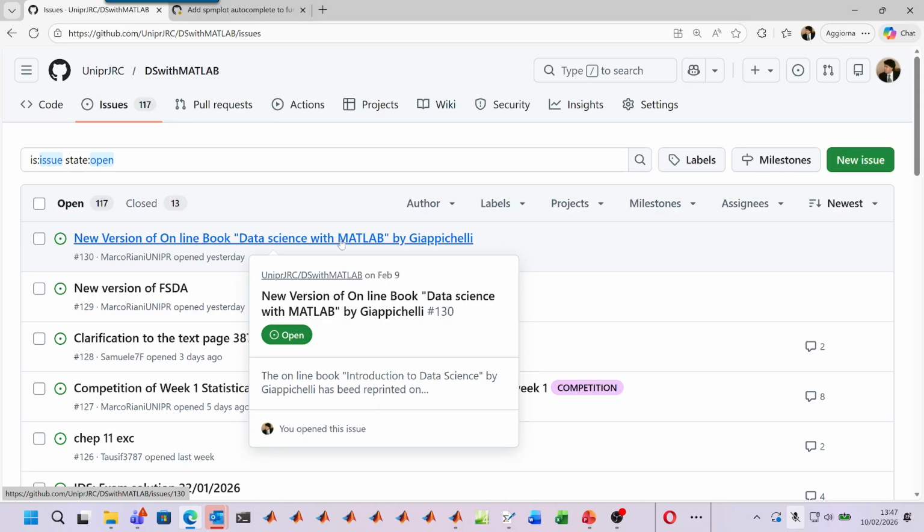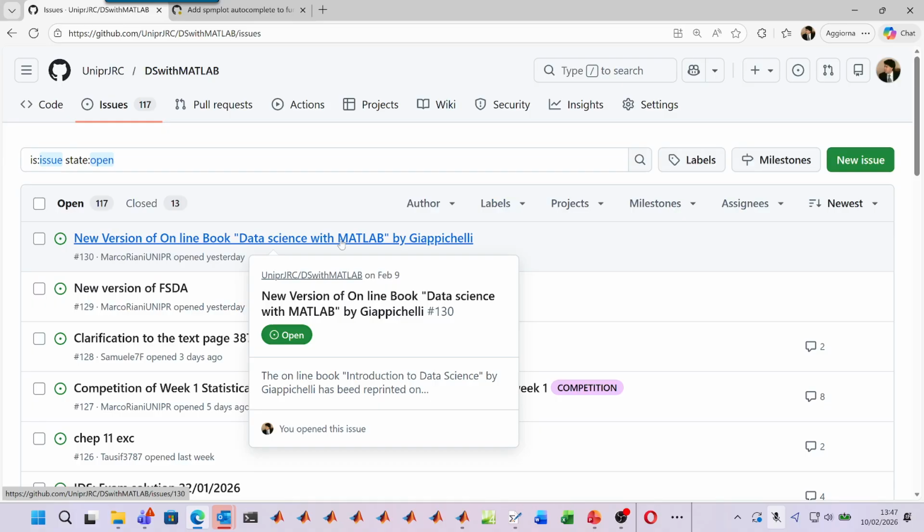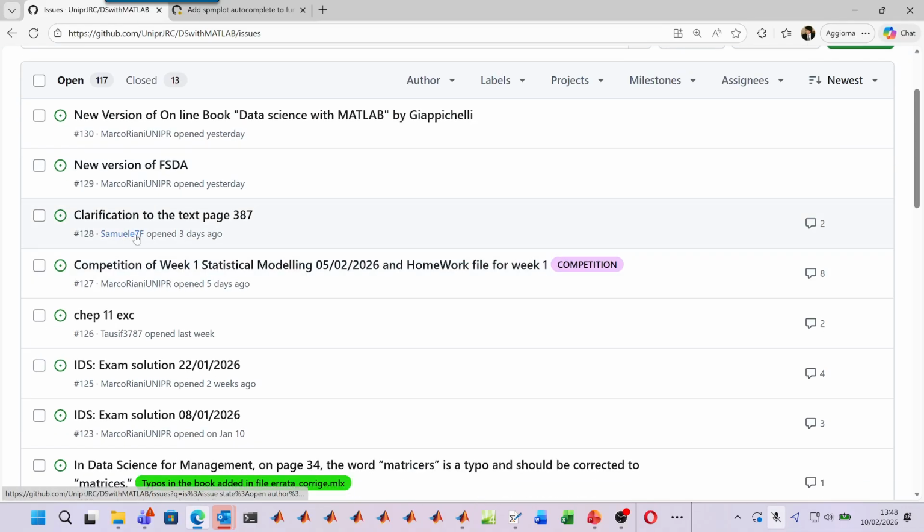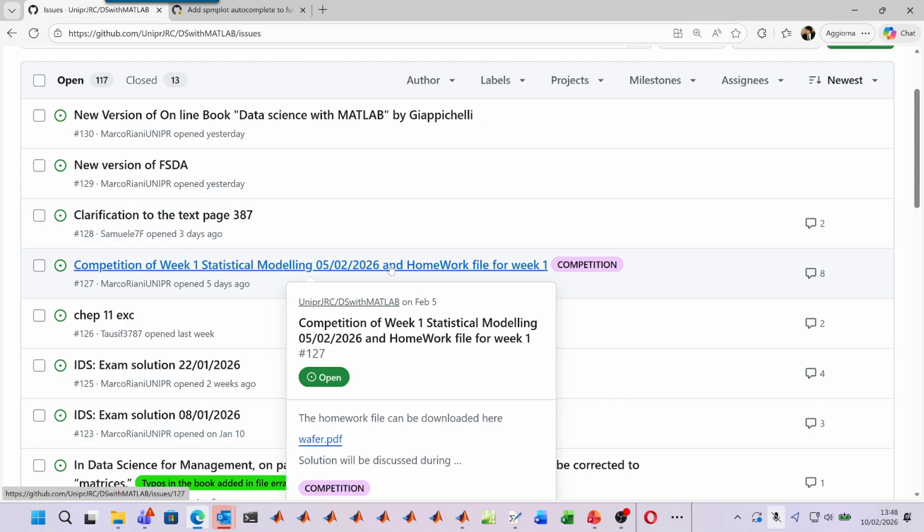Sometimes when you write something, it is clear for you, but it may not be clear for another person. The job of a teacher is a job where, unless you think you are God, you have to improve every time. So this is our way, if you want to do a fair job. Also, thanks to Samuele 7F who asked for this clarification.